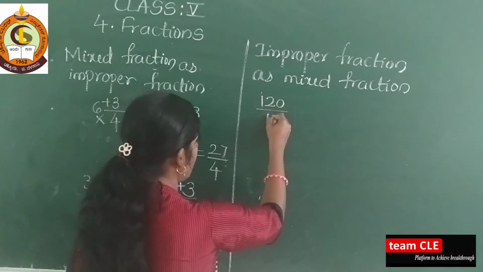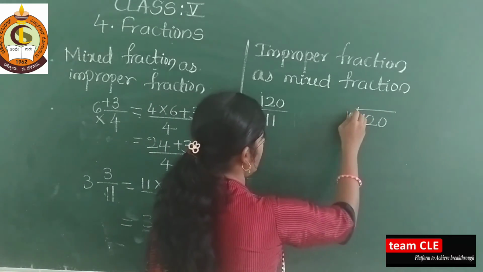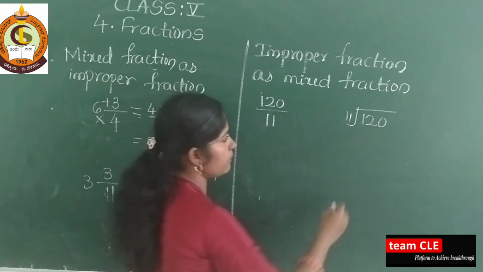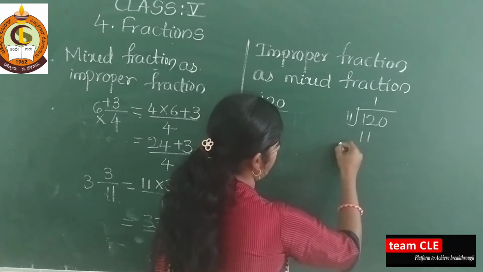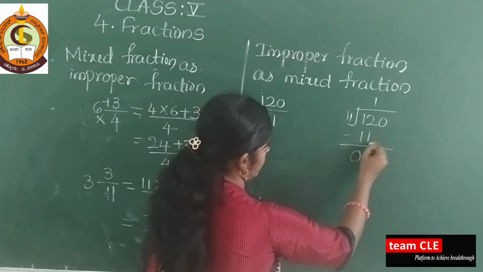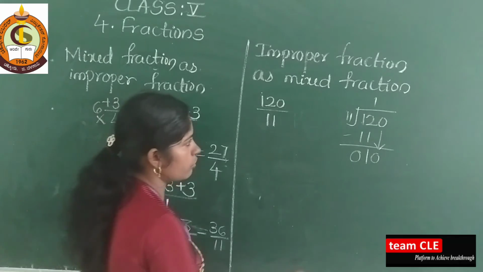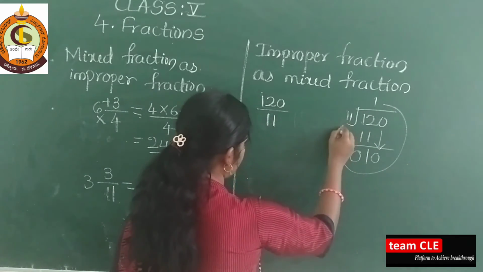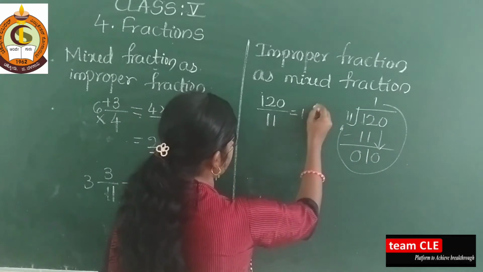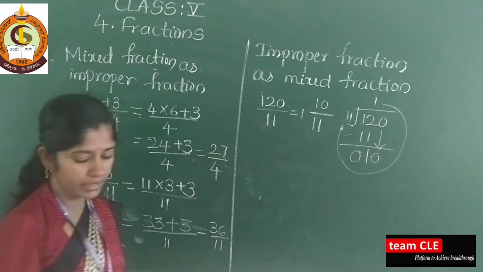120 by 11. So right here, 120 by 11. Okay, so divide this number. 11 ones are 11. 2 minus 1 is 1. 1 minus 1 is 0. Next you take this 0 down. So I can't divide this number. So write in reverse order. So how to write this? 1 integer 10 by 11.